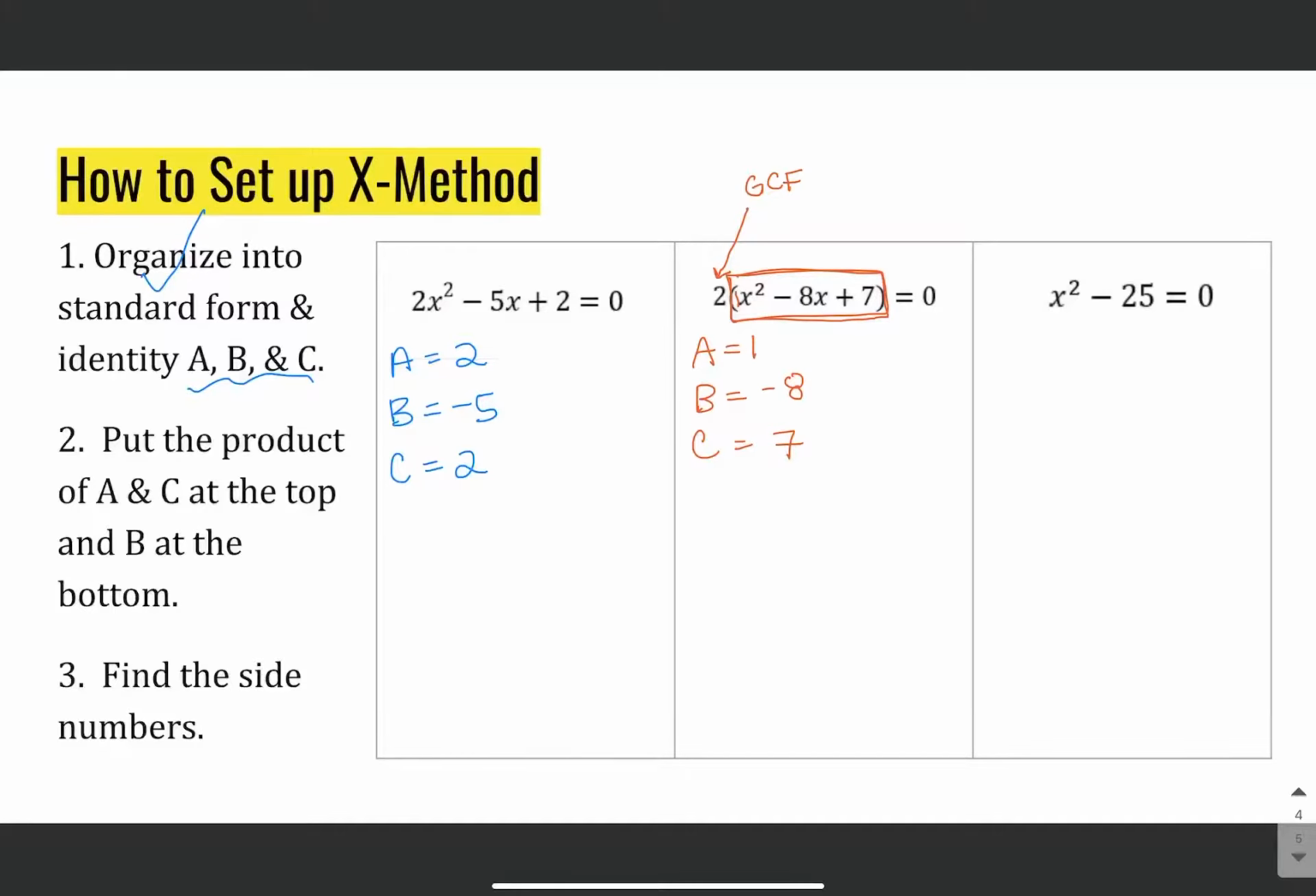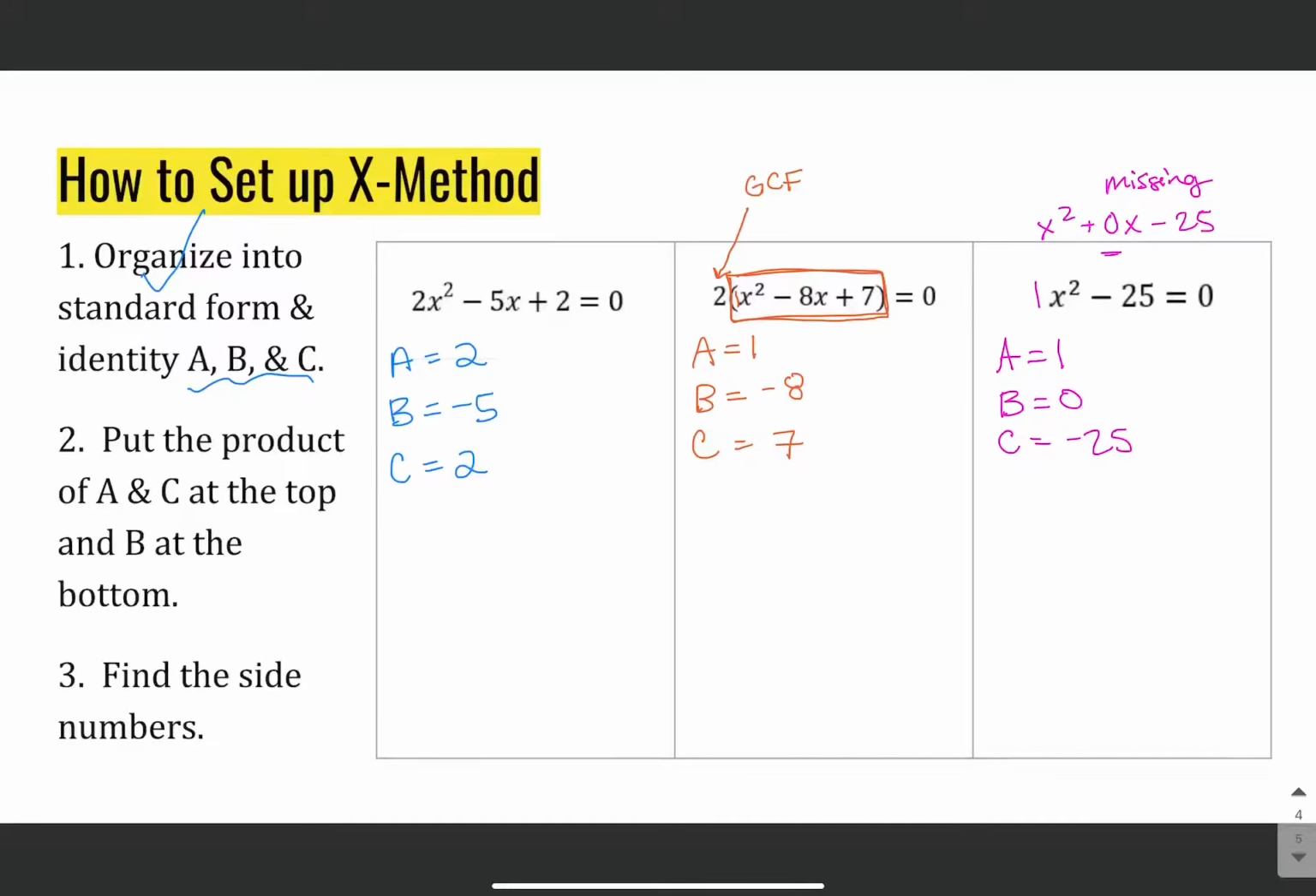All right, last but not least, let's look at this one. Okay, interesting. I'm missing something. Technically, I have an x squared plus a 0x minus 25, because again, I'm missing a B. So A is equal to 1. B is equal to 0, because that was what was missing. And our C is -25, because again, that's the one without the variable.